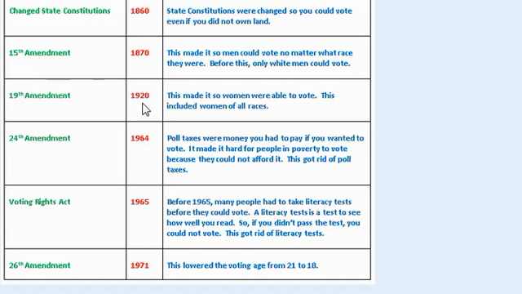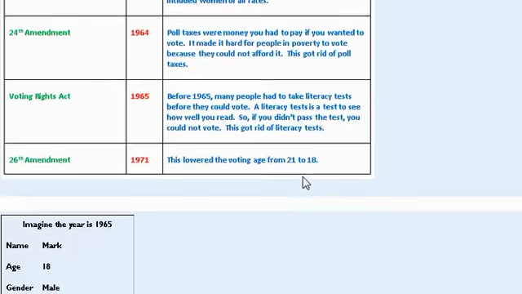So if I give you a person and you see that she's a woman and the year is 1918, the answer is going to be no, she cannot vote because she's a woman. If I gave you an example of a person and she was a woman but the year was 1921, the answer would be yes, she can vote because women got the right to vote in 1920. So it really depends on the year. You really got to look at the year to try and figure it out. Let's do an example together.